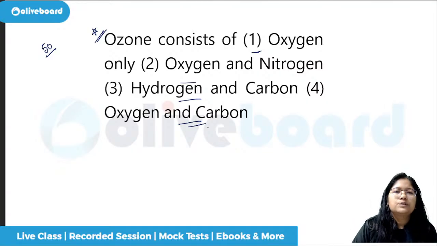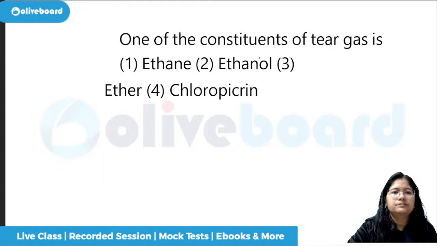Okay. So ozone consists of only what? Oxygen. Only oxygen, nothing but it is O3. So that is only oxygen, right? So that is why A1 is the correct answer, consists of only oxygen. Next question.